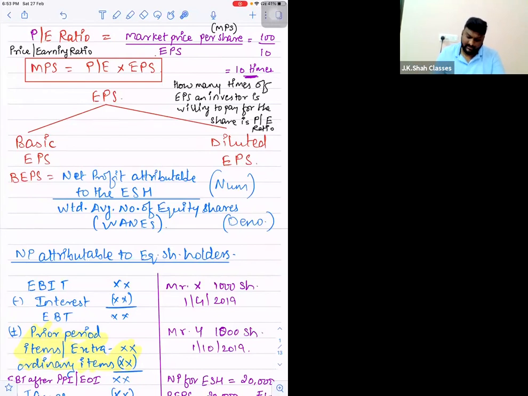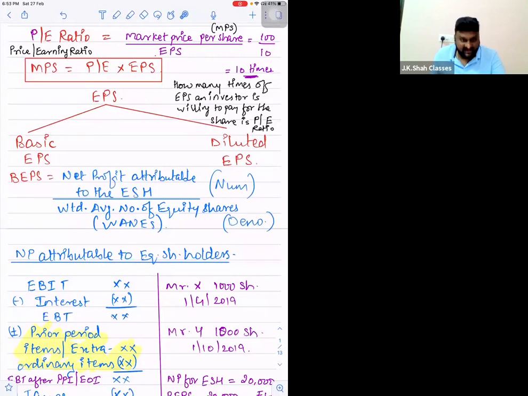Now, what is the formula of basic EPS? Sir, the formula goes this way. Net profit attributable to the equity shareholders, which is the numerator, divided by the weighted average number of equity shares. Weighted average number of equity shares, in short we call it WANES.